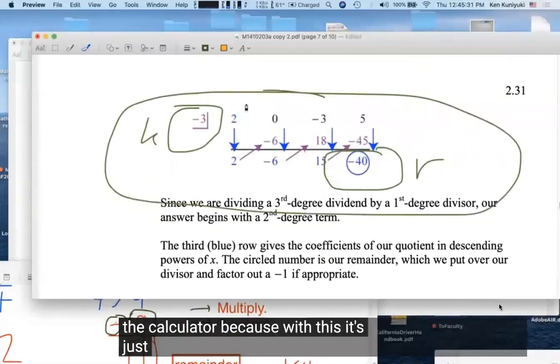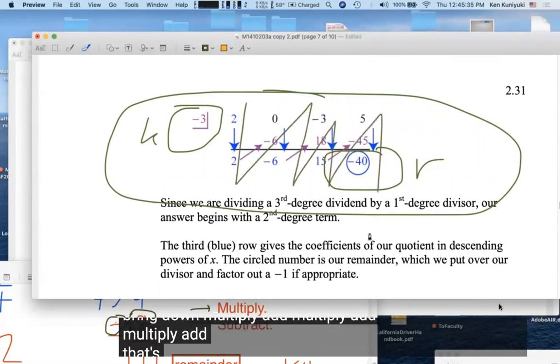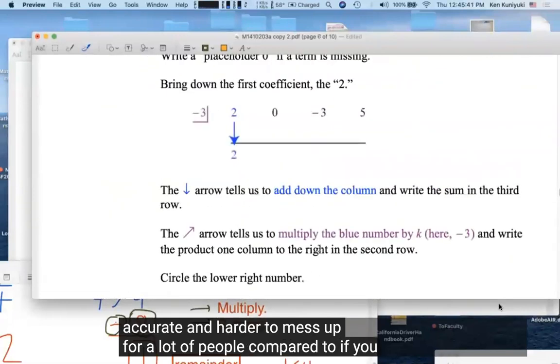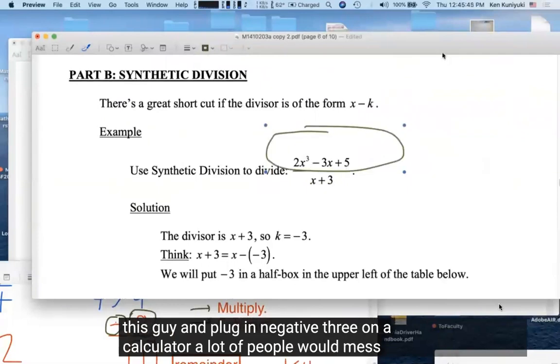Because with this, it's just bring down, multiply, add, multiply, add, multiply, add. That's more straightforward and more accurate and harder to mess up for a lot of people compared to if you tried to take this guy and plug in negative 3 on a calculator. A lot of people would mess that up.